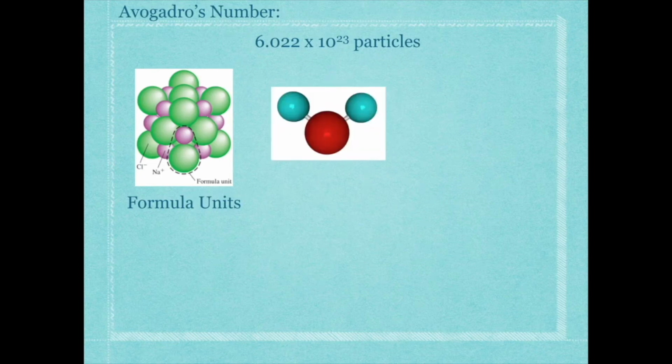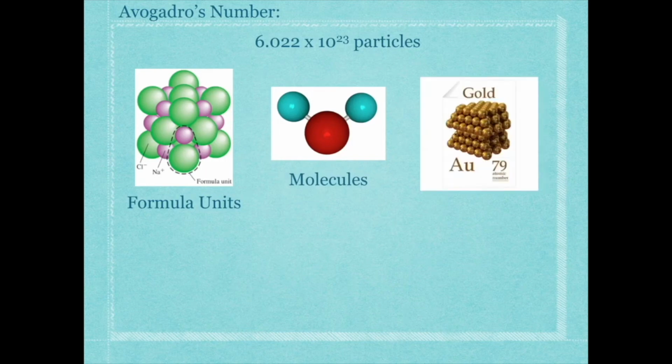Now, if you have a molecular compound, meaning with covalent bonding, so for example, here is water, they will exist individually, not in that crystal structure that you see in ionic bonding. And so we're going to use the term molecules for those. And finally, if you simply just have individual atoms, you'll use the term atoms. So particles can either be formula units if you have an ionic compound, molecules if you're having covalent bonding, or atoms if you just have individual atoms.